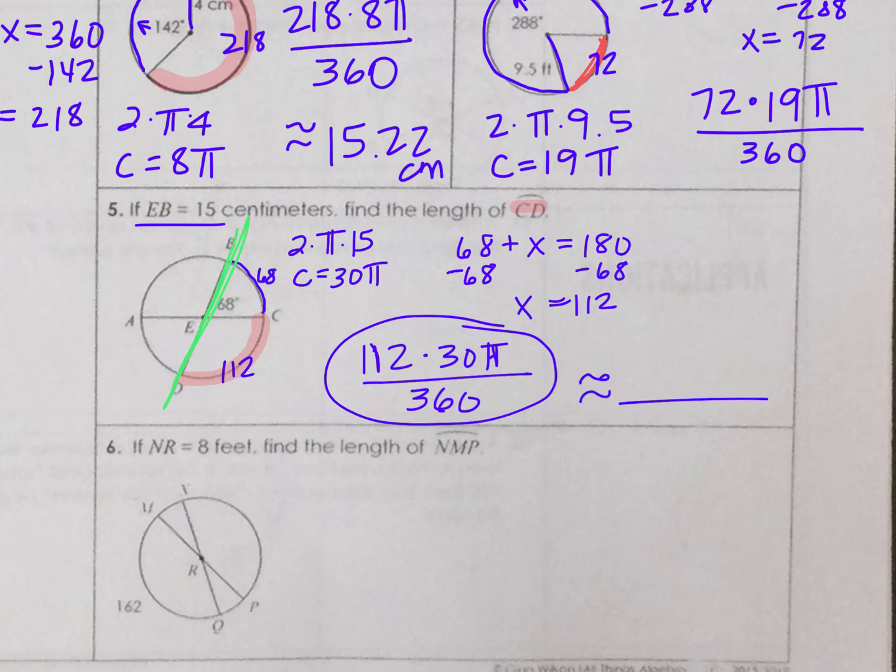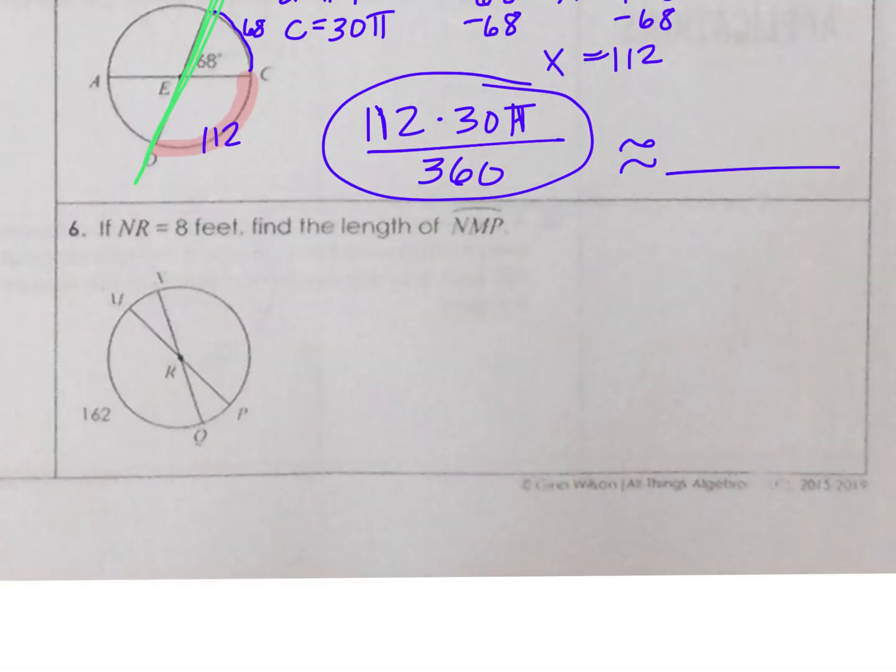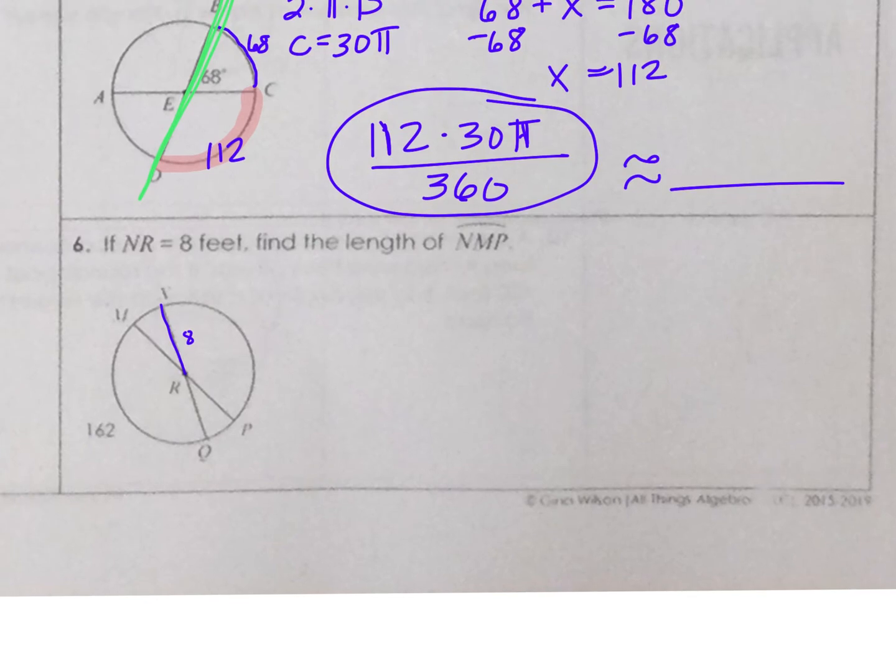I want you to put that in your calculator and tell me what you get. And let's do number 6. Let's see, NR is 8. So our circumference is going to be 2 pi times 8. So that's going to be 16 pi.